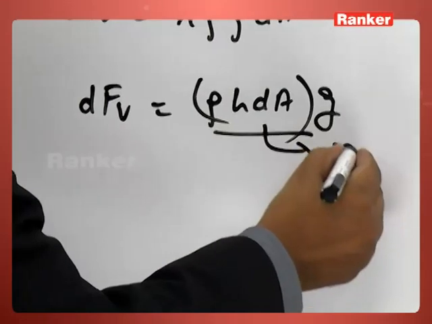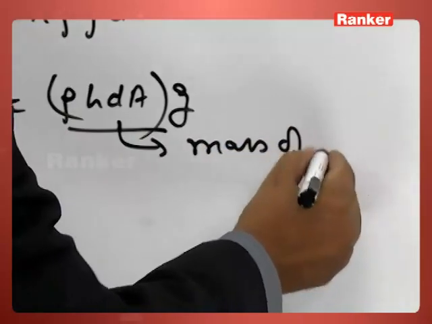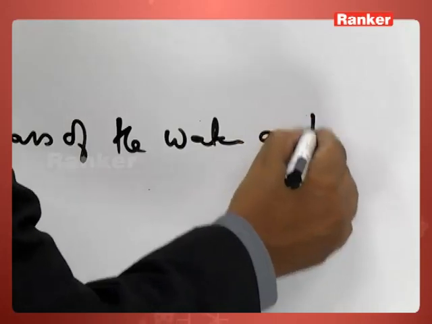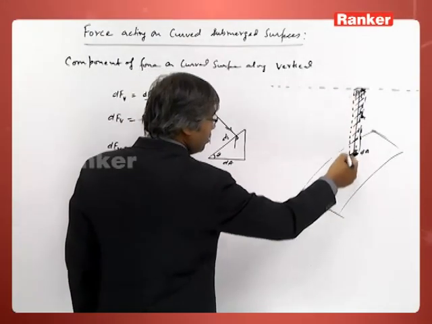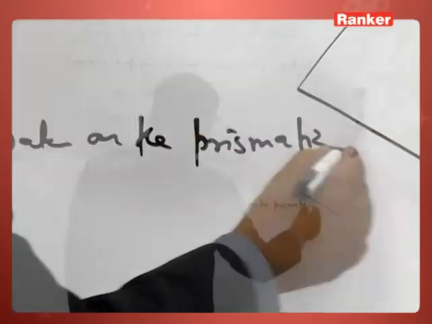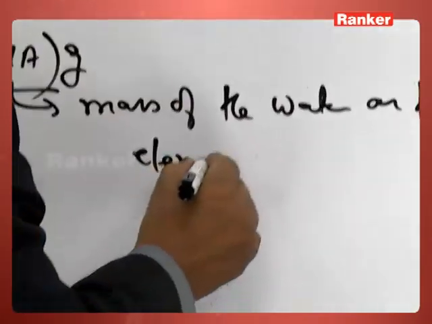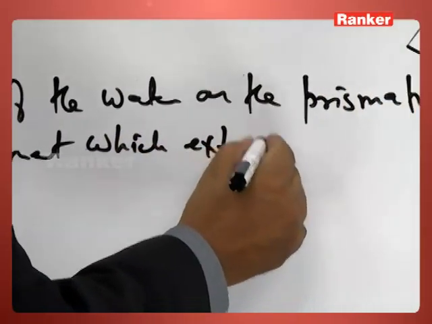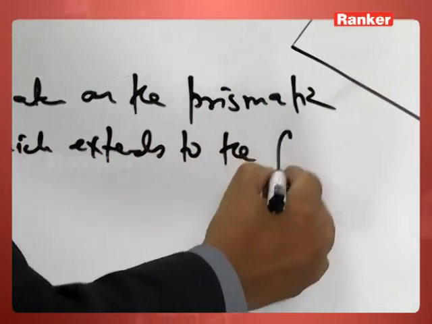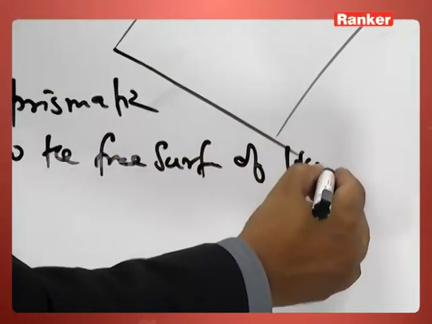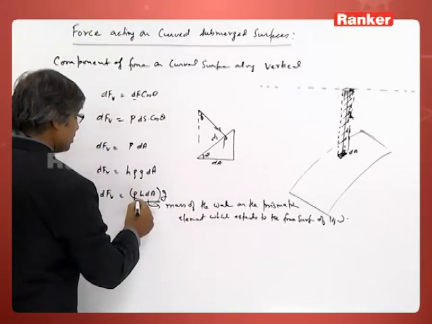This is the mass of the water on the prismatic element which extends to the free surface of liquid. This is this much mass.